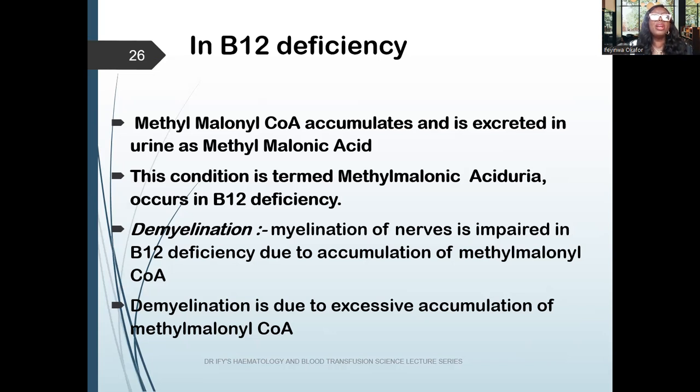Again, in deficiency, you have demyelination. Myelination of nerves is impaired in B12 deficiency due to accumulation of methylmalonyl-CoA. And demyelination is due to excessive accumulation of methylmalonyl-CoA that occurs in B12 deficiency. Remember that B12 is needed as 5-adenosylcobalamin to convert methylmalonyl-CoA to succinyl-CoA. Remember that succinyl-CoA, among other things, is needed in hemoglobin synthesis.